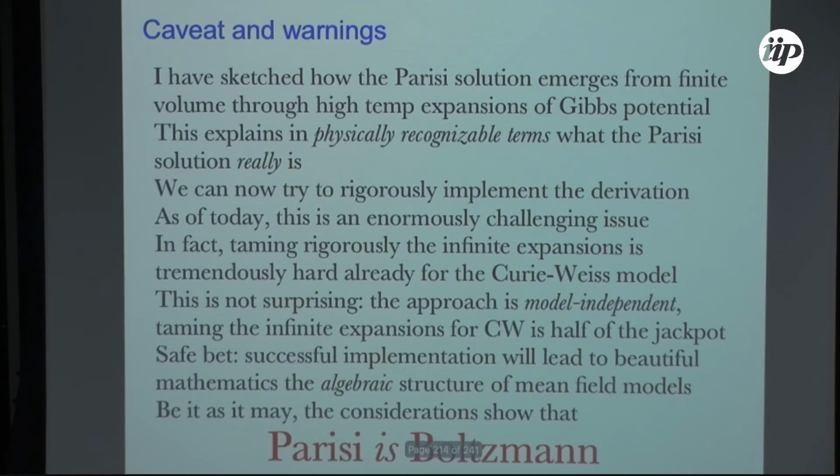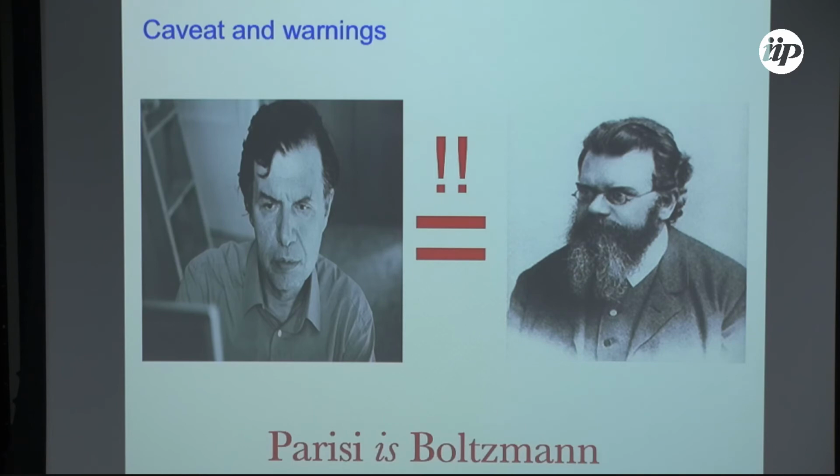But the point I'm trying to make is that my title was from Parisi to Boltzmann, and it came a bit as a surprise that in fact there is only one way to formulate it. Parisi is Boltzmann. It's hiding behind the surface, but in fact there is no need to bring the one to the other. They're already the same person.